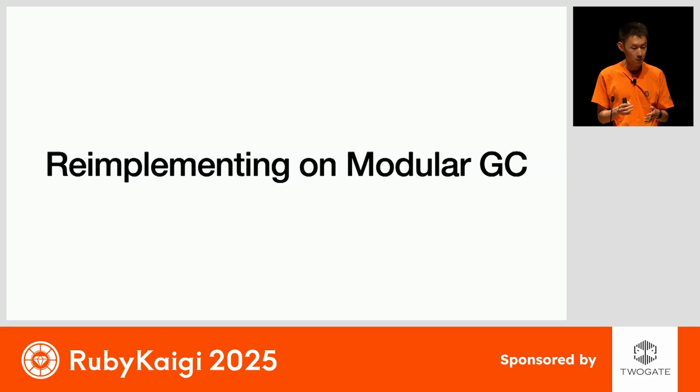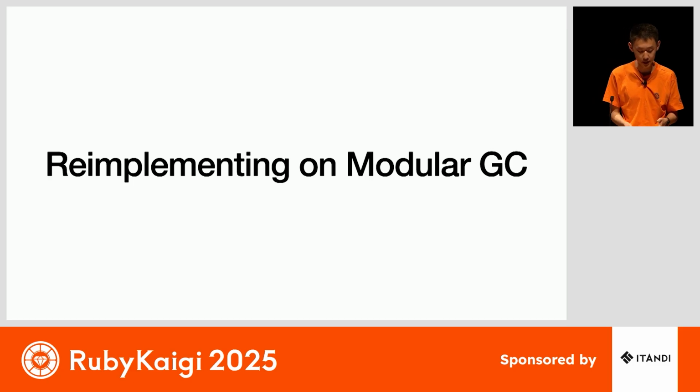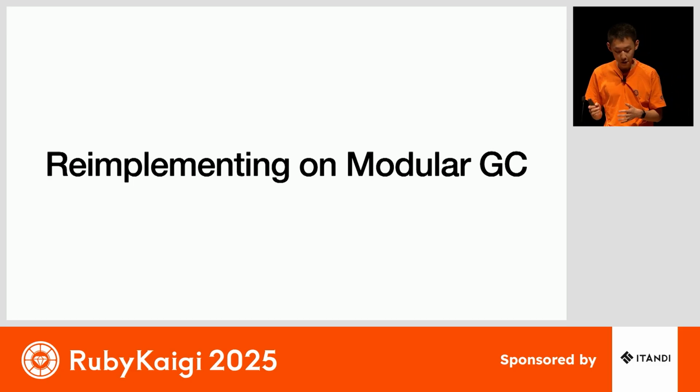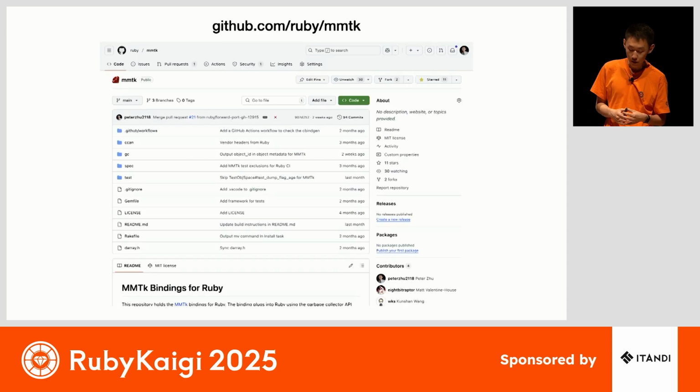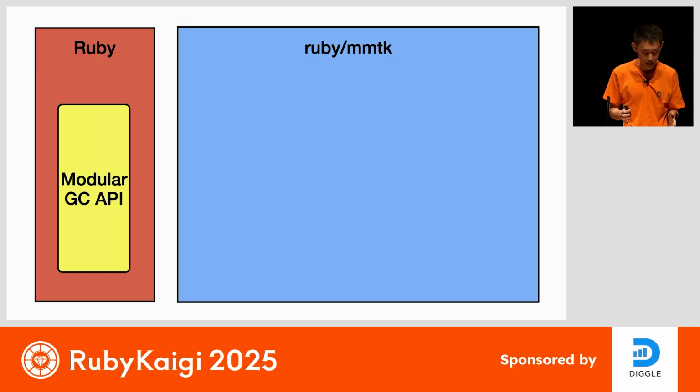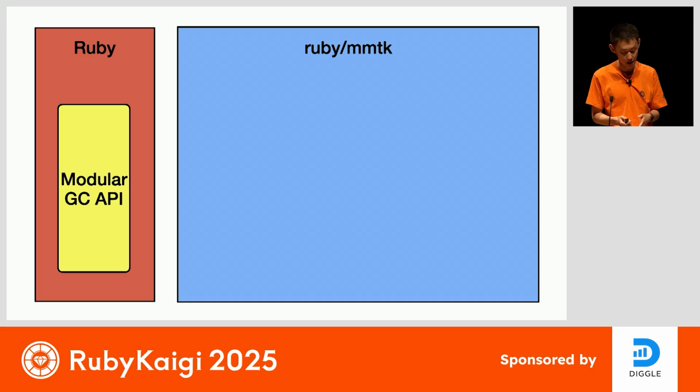With the introduction of Modular GC, we're porting over work from the MMTK team's implementation and implementing it on top of Modular GC. So far, we've implemented no GC, mark and sweep, and non-moving immix on Modular GC. The source code for all of this lives in the Ruby/MMTK repository, and please check it out if you're interested. So let's see at a high level how MMTK is plugged into Ruby using the Modular GC API.